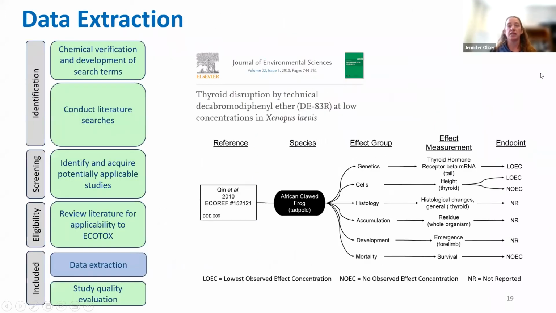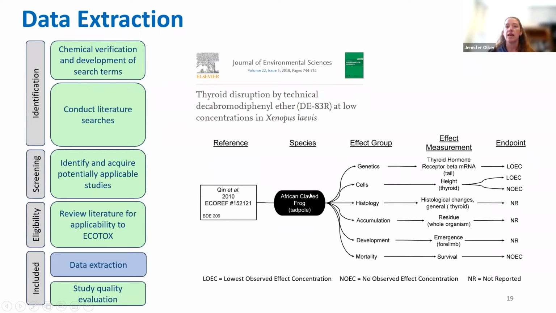So now we get to the fun part where we actually have to go through the data extraction process. And I just pulled up an example here to show you how you can have a single reference and you end up with multiple records in ECOTOX. So in this example, we have a single reference that had a study on the exposure of tadpoles of African clawed frog Xenopus laevis to BDE 209.